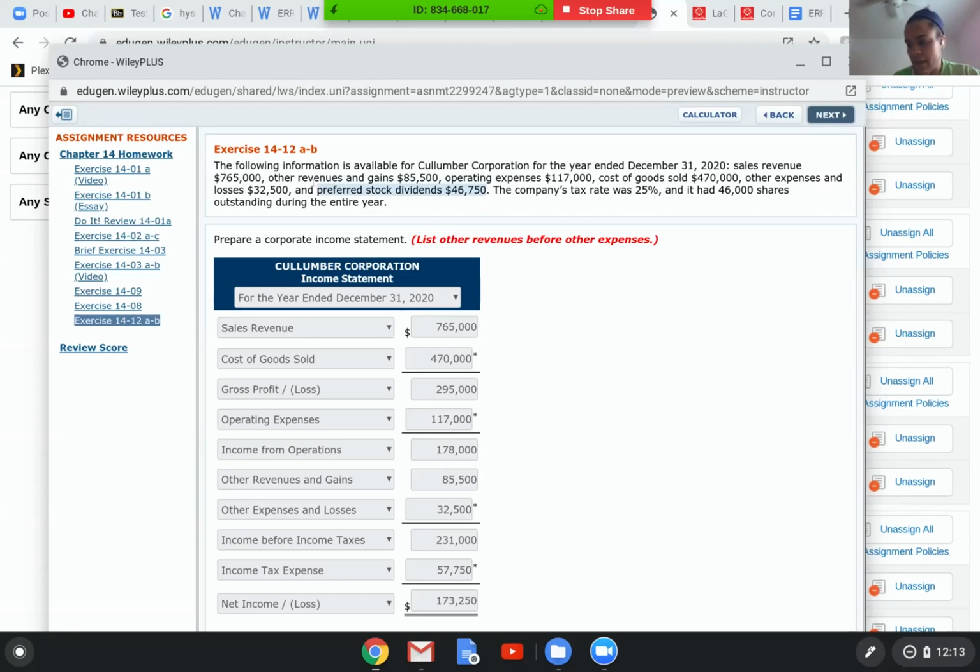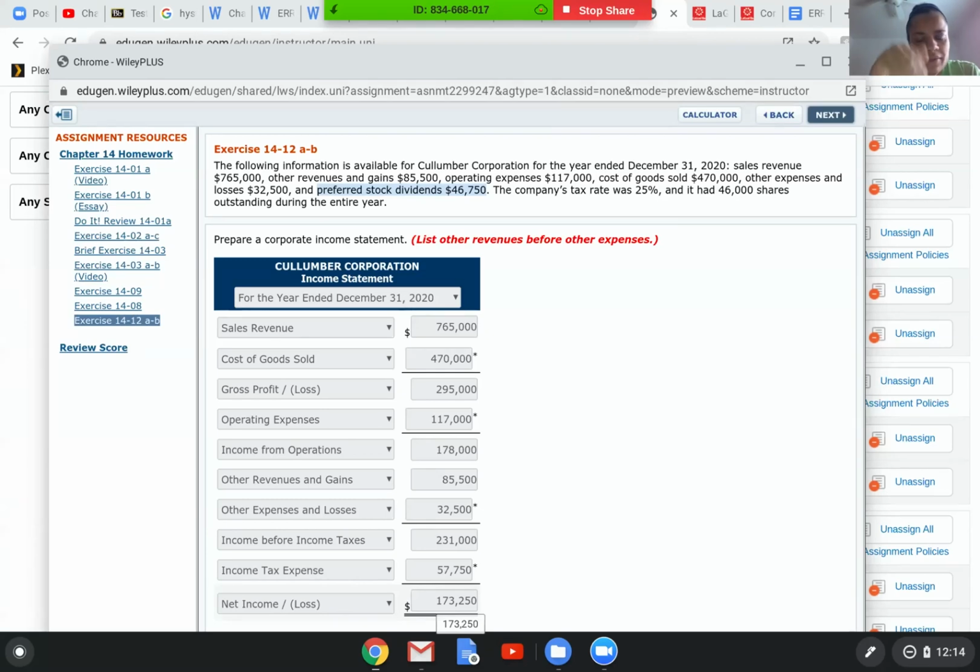So I want to just stop and talk about preferred stock dividends because it's also going to come up in the next question where we do earnings per share. A dividend is not an expense. So you do not subtract dividends on an income statement. A dividend is a distribution of the net income, which is the final number on the income statement.